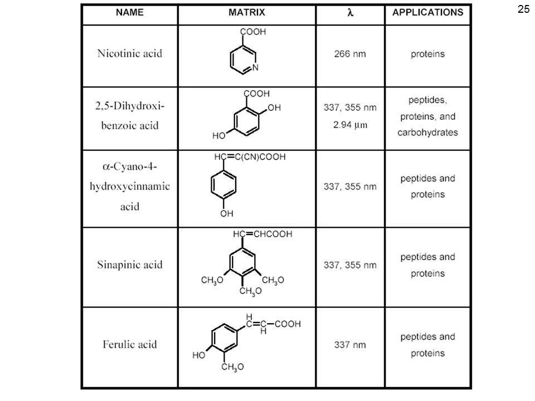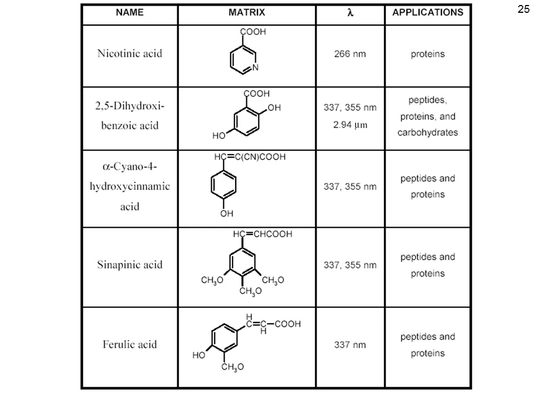Let's look at a few examples of matrices, of which there are many. Nicotinic acid has the typical properties. It has a pyridine ring and a carboxylic acid. It's a very simple molecule. It absorbs light at 266 nanometers and is used for proteins. However, not very widely, because the wavelength is fairly short and you would need a UV laser. Most lasers to date in mass spectrometers are nitrogen ion lasers emitting around 337 nanometers.